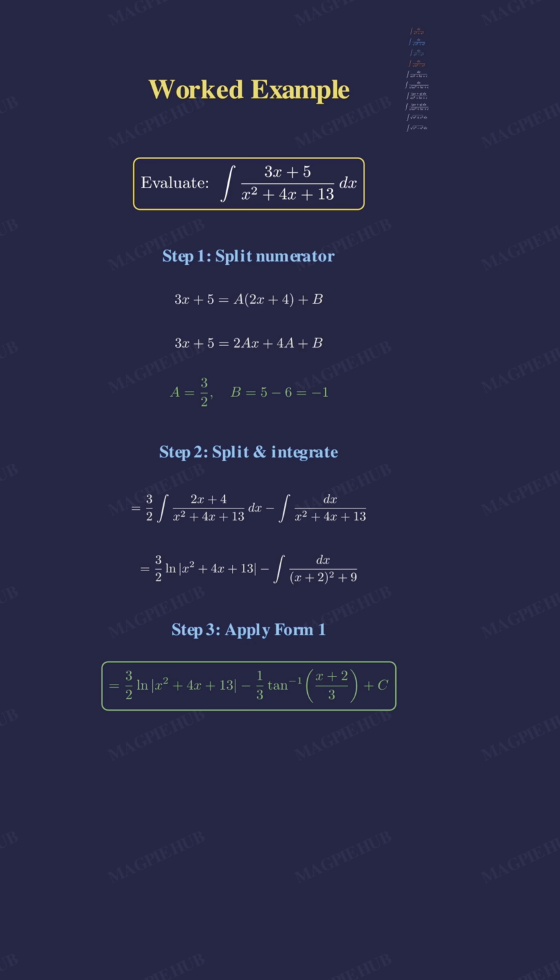Step 2. The integral splits into 3 halves times the integral of 2x plus 4 over the quadratic, which gives a logarithm, minus the integral of dx over the quadratic. Complete the square, x plus 2 quantity squared plus 9. Step 3. Apply form 1 with t equals x plus 2 and a equals 3. The final answer is 3 halves log of x squared plus 4x plus 13, minus 1/3 arctan of x plus 2 over 3, plus c.